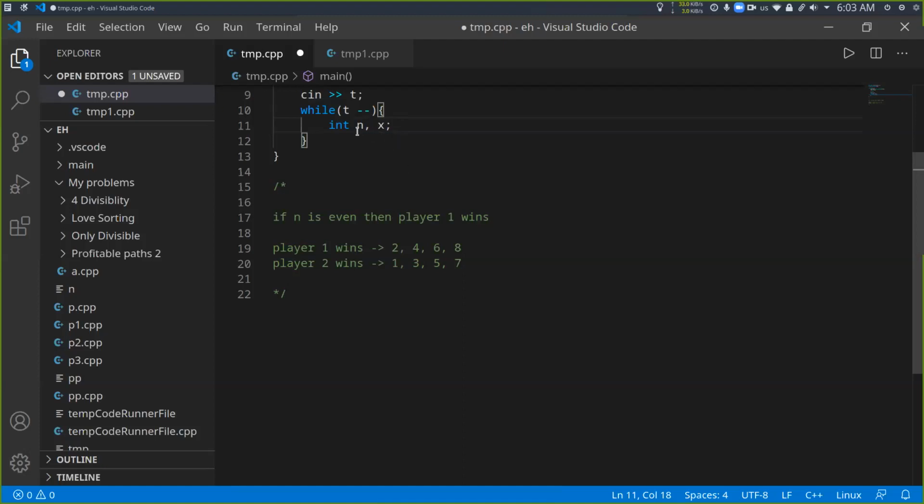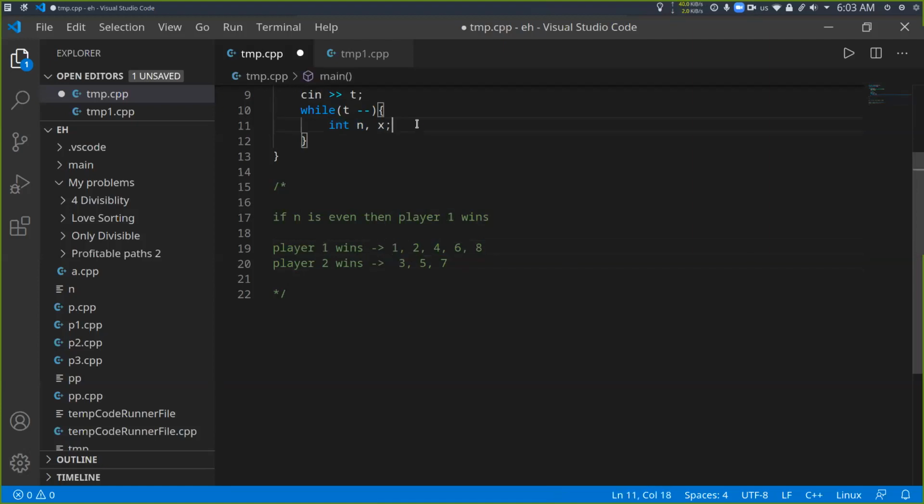And of course, if n equals 1, then x equals 1, and player 1 will win. So actually, this is the only exception. Player 1 will win if n equals 1, because we have only one node which is x, so player 1 will remove it. Okay. So player 1 will win at any even number of nodes and at 1. Player 2 cannot win at n equals 1.